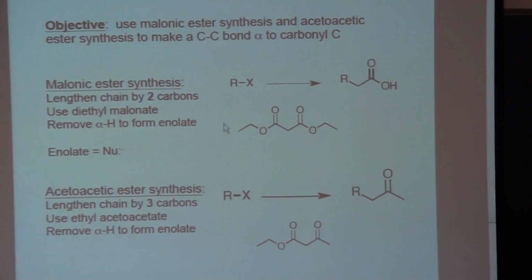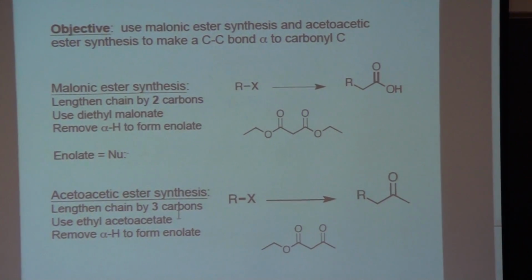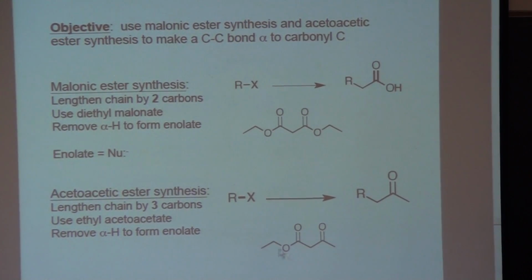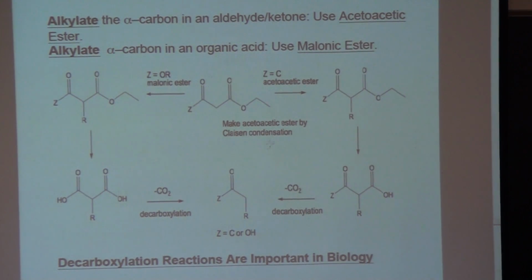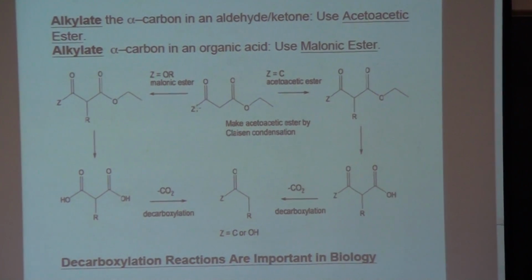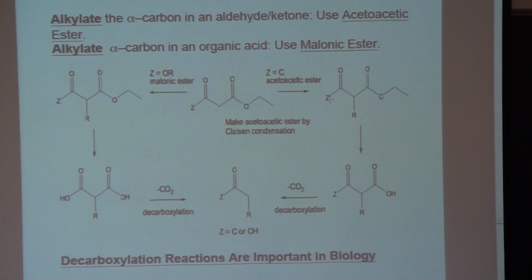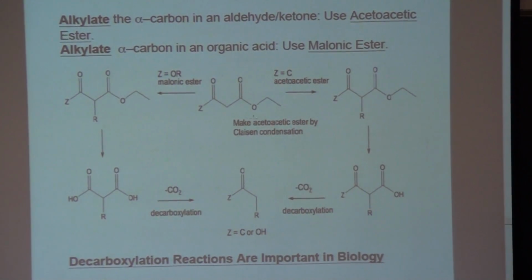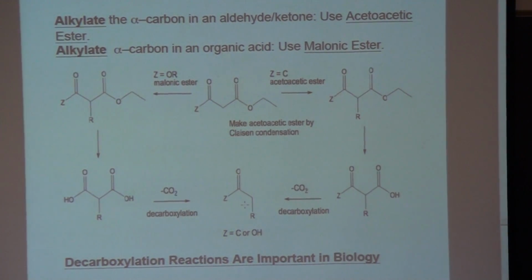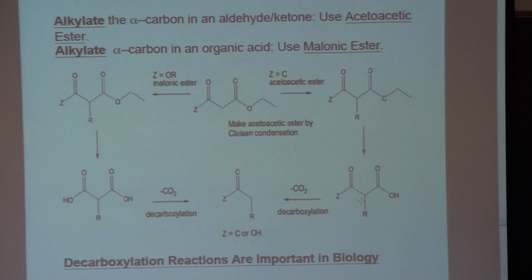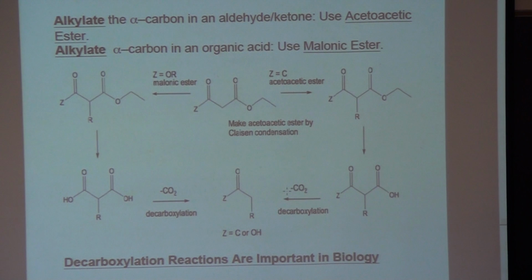The better way, according to the textbook, is to use the malonic ester synthesis. Here's the malonic ester, which is this compound. And the acetoacetic ester is this compound here. It already has the OEt on there. This slide shows how we can go from the malonic ester; the Z is another ester group. If Z is a carbon, we get the acetoacetic ester. So we can go from here to there, with decarboxylation to form that compound. This is a way to alkylate an acid. This is a way to alkylate a ketone on the alpha position.